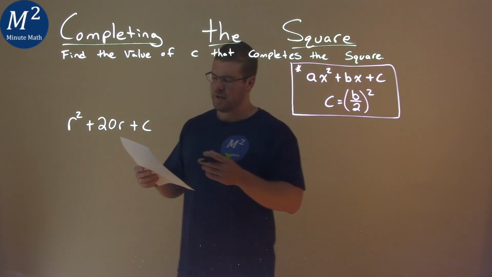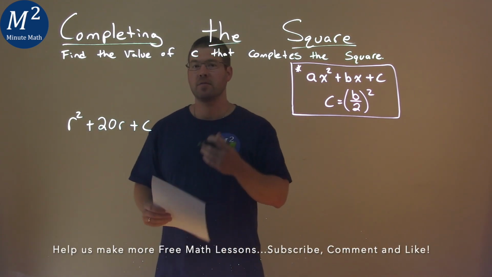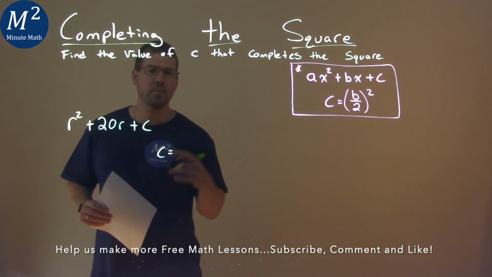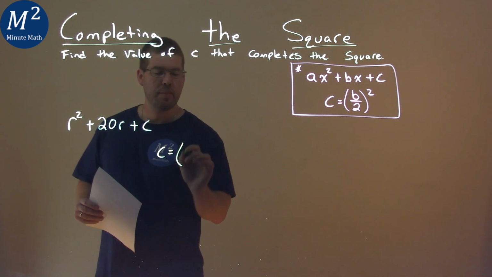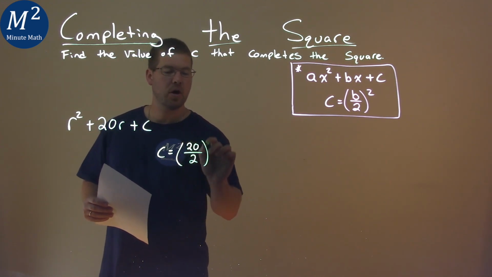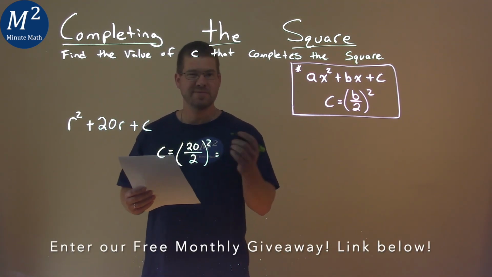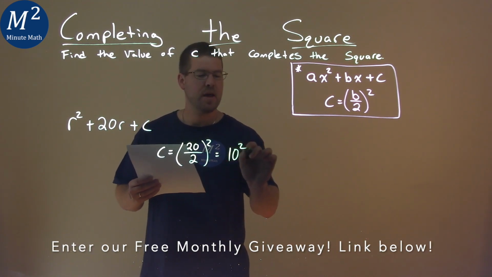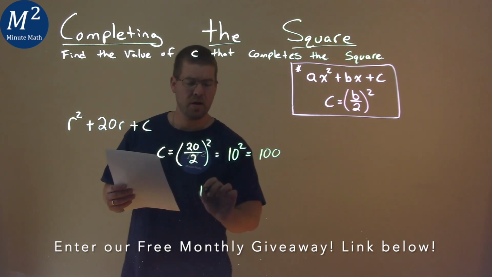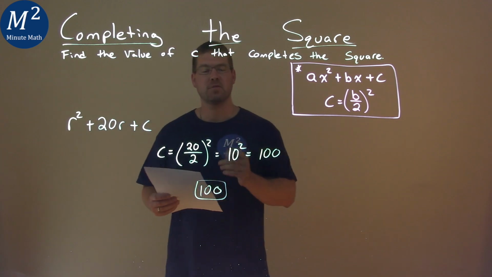We're given this problem right here, r squared plus 20r plus c, and we need to find the value of c that completes the square. I'm using my formula. C is going to equal my b value, which is 20, divided by 2, all squared. Well, 20 divided by 2 is 10. And when we square 10, we get 100. Not too bad. 100 is the c value here that completes the square.